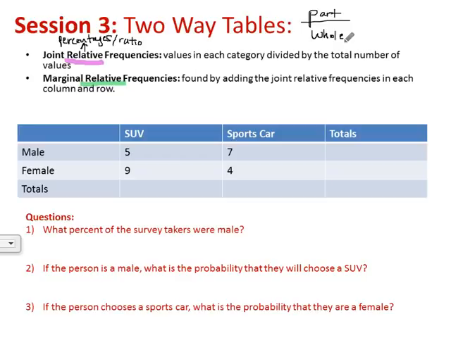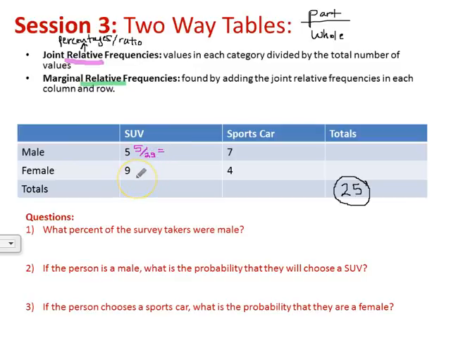So in order to find the joint relative frequency, we're going to take the value in each category and divide it by the total number of values. So that would be the total number of people surveyed. And remember, on the previous slide, we found the total number of people surveyed was 25, right? So we are going to start with finding the joint relative frequencies by taking the value in each category. So here, if we want to find the relative joint frequency of males who chose SUVs, we're going to take 5 and divide it by 25, because that's the total number of people surveyed.